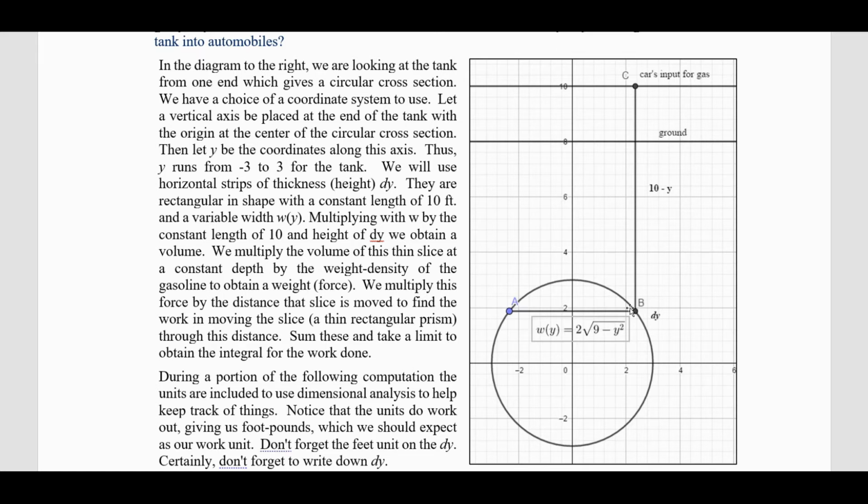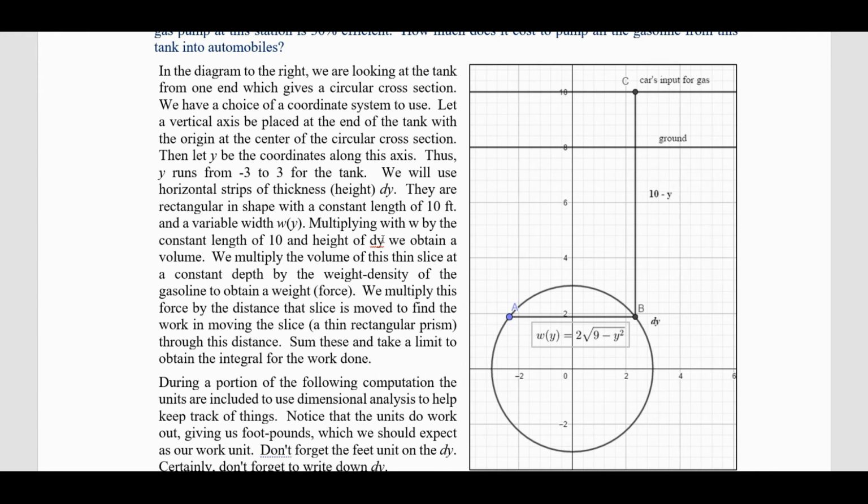Now then we've got to remember it goes out toward us and makes a rectangle, so that's going to be 10 times that for the area, and then times the thickness dy gives us a volume. Okay. And it makes a little thin rectangular prism.